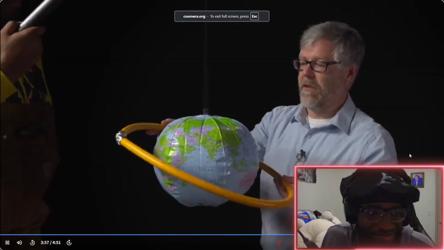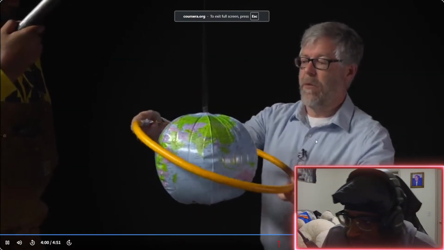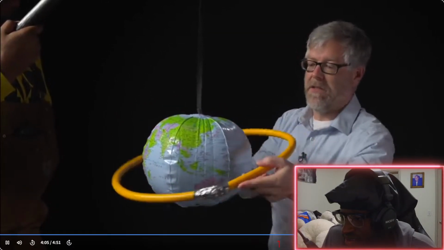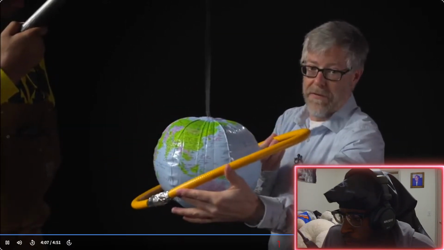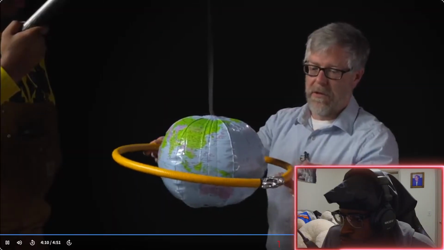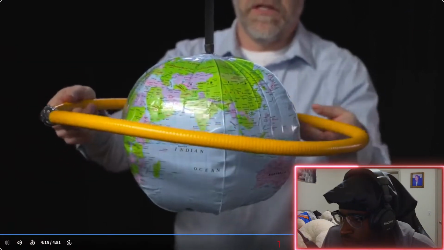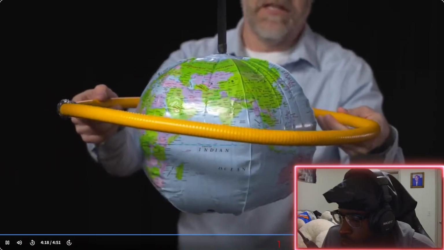Weeks. Then, if it's even lower inclination, it rotates even faster. It precesses even faster. This orbit plane rotates around even faster. And then if it's equatorial, then it really doesn't have any precession at all because it is just in 0 degrees inclination.